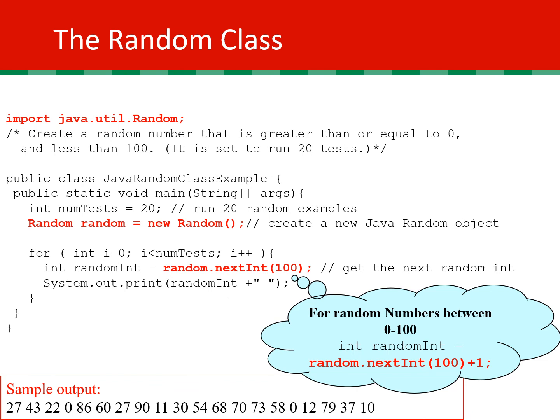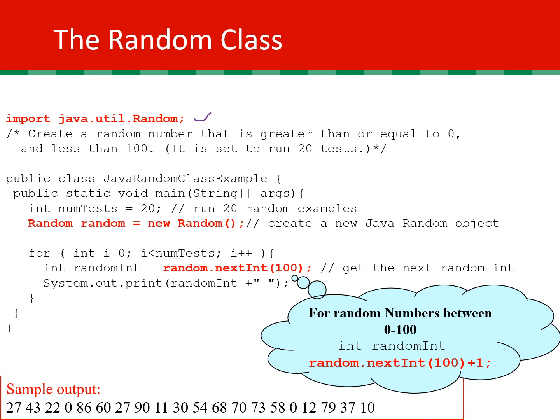This is an example to create a random number between 0 and less than 10, and you want it to run 20 times. So you have a public Java class, and then you have public static void main to run it, and then you set it to 20. Why? Because you want to have 20 different random numbers. Then you put import java.util here because you are using the Random class. Then you have a for loop that will loop 20 times.